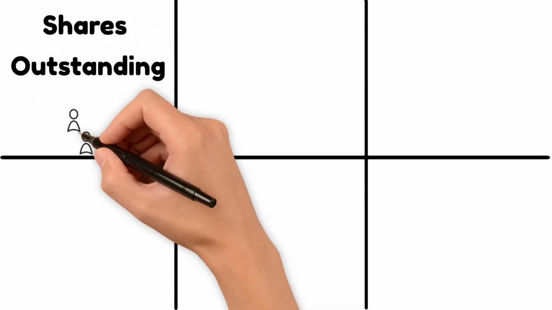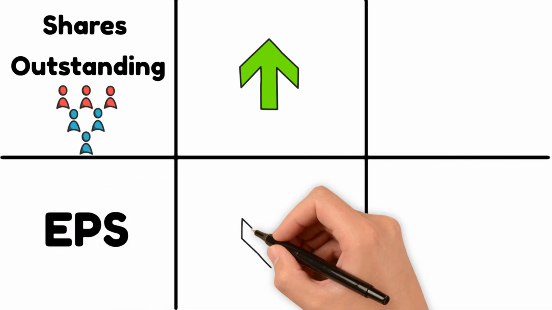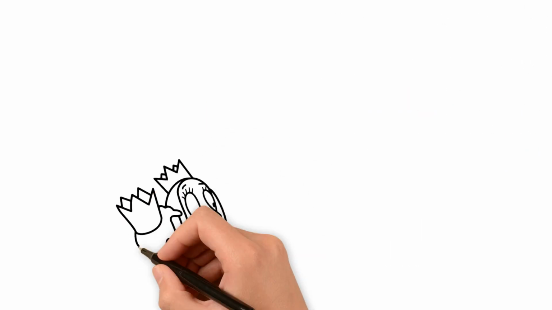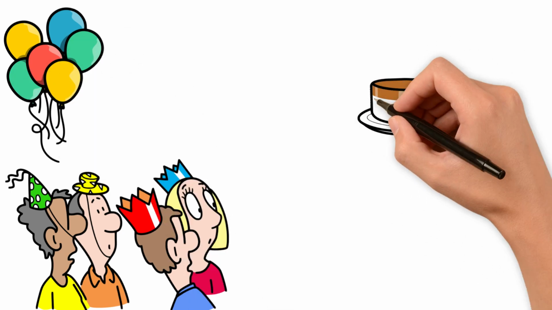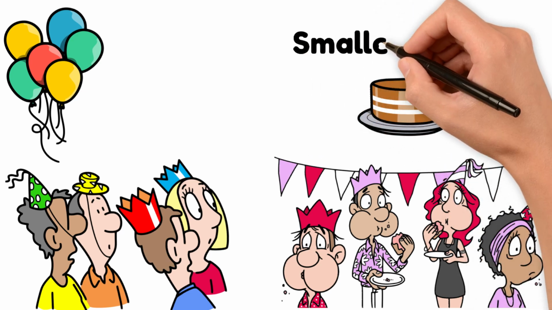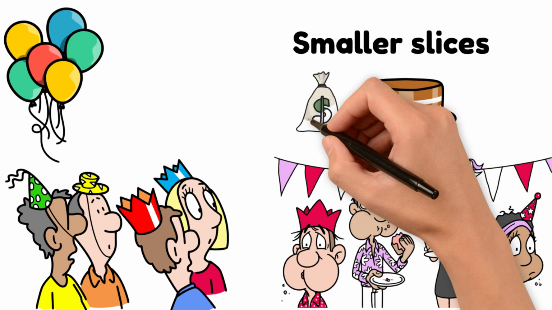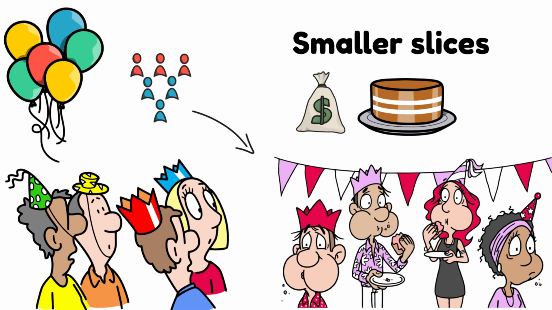On the other hand, if a company issues more shares, the EPS could decrease because the same amount of earnings is now divided among a larger number of shares. Think of it like this. Imagine you're celebrating your birthday and more people are showing up throughout the evening. When it's time to serve the cake, you'll need to cut it into more pieces so that everyone can have a slice. But with more pieces, each slice becomes smaller. Similarly, when a company increases its shares, the earnings, which would be the cake, are divided into smaller portions, which means each share gets a smaller slice of the profit.